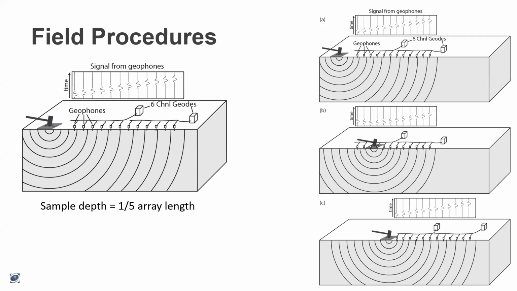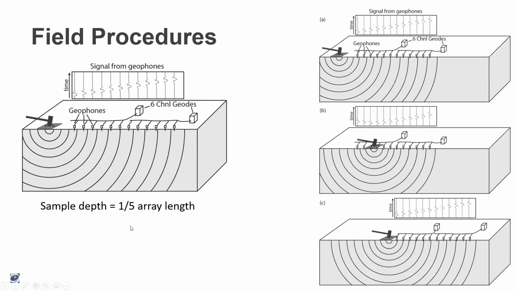If we're in a situation where we need to cover more ground than is possible with our array, then we can do what we call a roll-along procedure, where we set up our 2 geophone strings, and then we shoot through one string, and then we move it to the other side, and then we shoot through the other string, and we would just complete this procedure until we reach the end of our survey area.